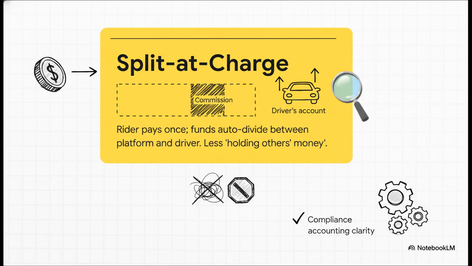Let's dig into split at charge a little more. The beauty of this one is how direct it is. The customer makes a single payment and bam, the system automatically carves out your commission and sends the rest straight to the driver. The key phrase here is that you spend way less time holding other people's money, which from a legal and accounting perspective is a much, much cleaner place to be.